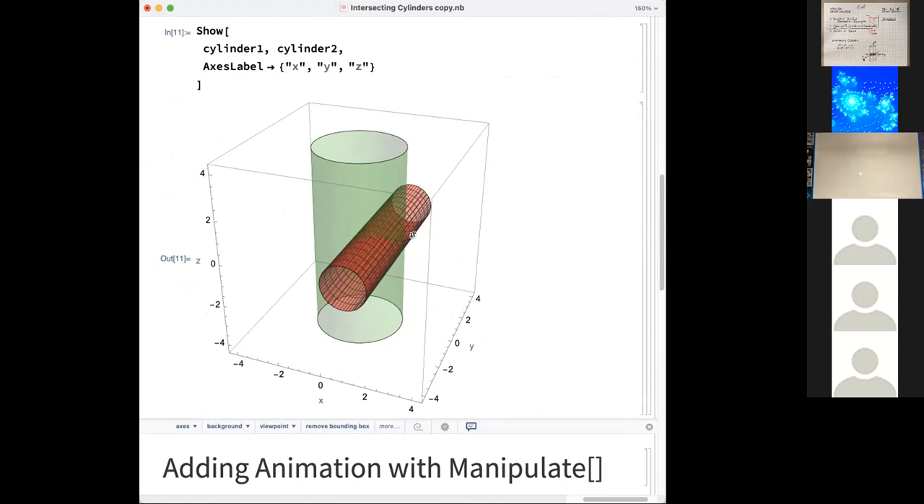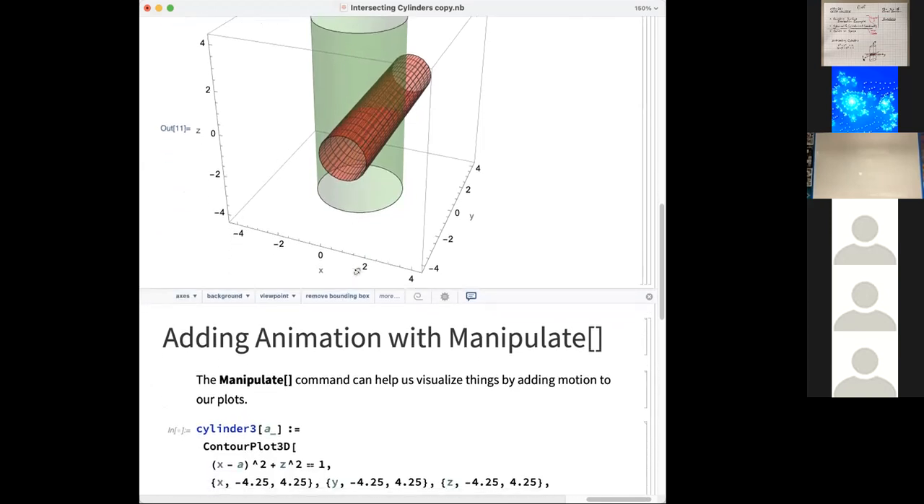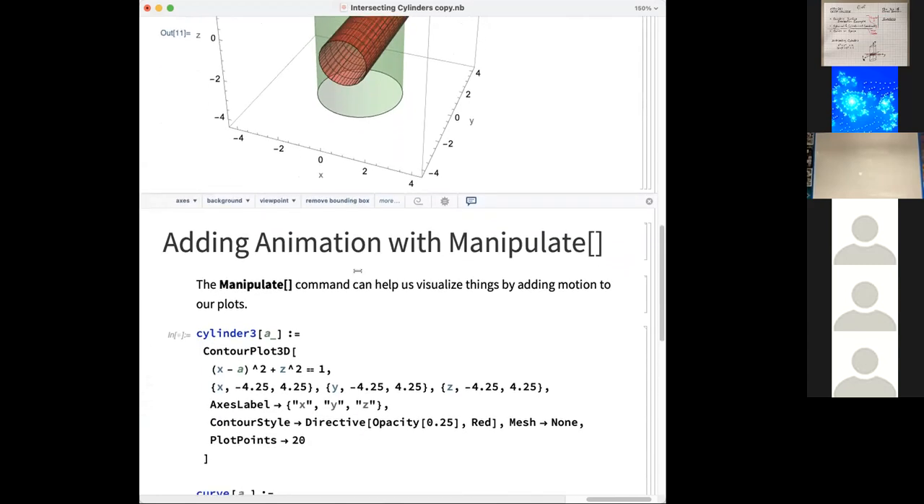But before I do that, let me show you another dimension that's very, very cool. What happens if I want to move the red straw in this picture? I'd like to take the red straw and slide it in and out of this cylinder. Remember, this red straw is already offset by one unit, right? So instead of the previous cylinder description, which was x minus 1 squared plus z squared equals 1, what if I create a new cylinder description? Let's call it cylinder 3. But now let's make it a function of a parameter a.